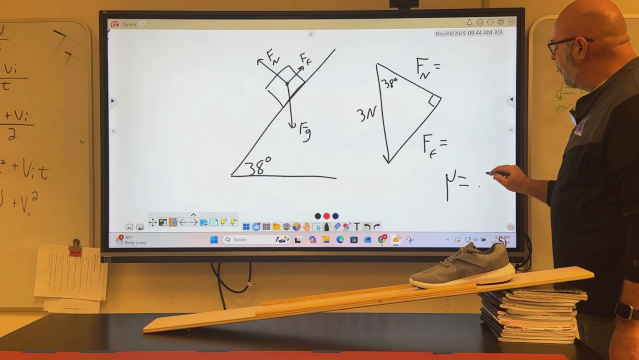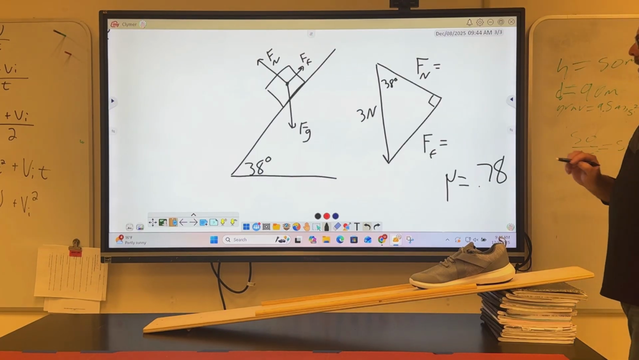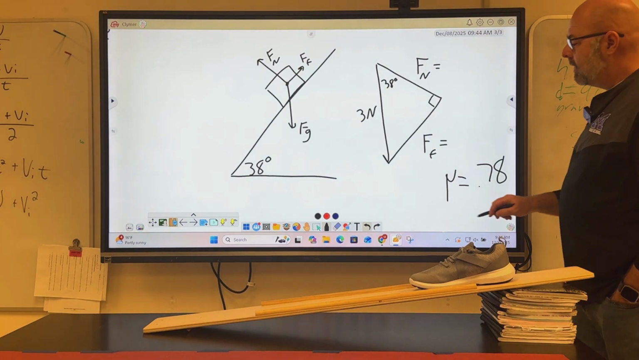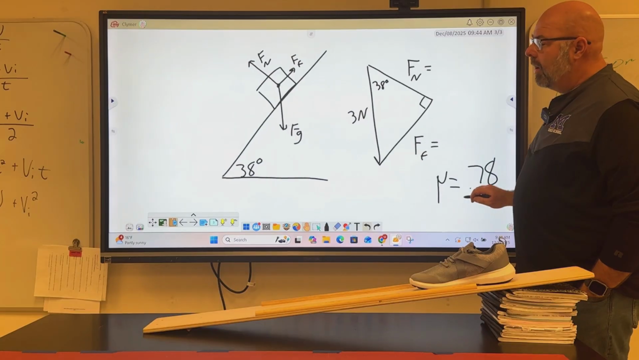What do you come up with for your coefficient? 0.78. So definitely not the same. Let's keep going.